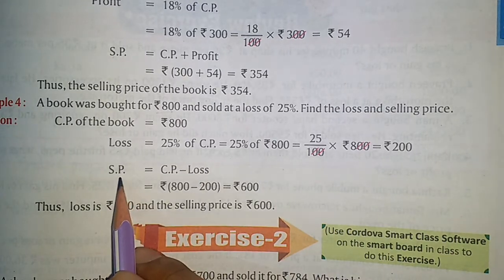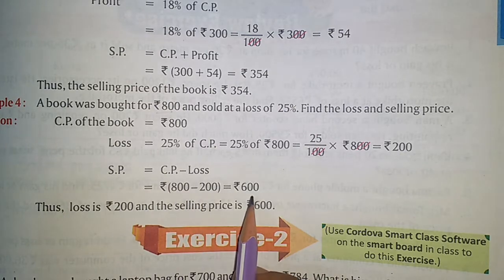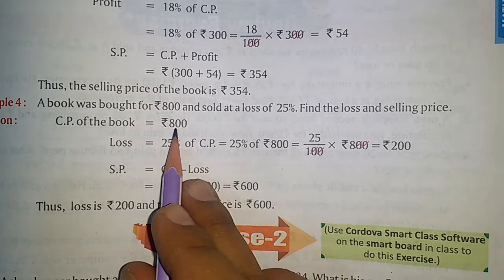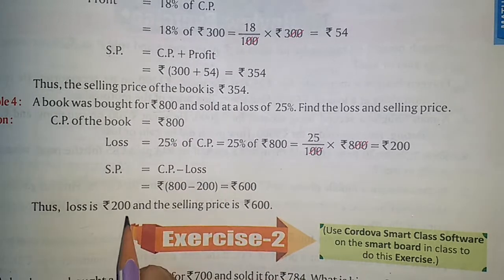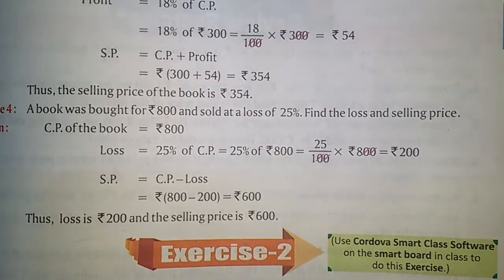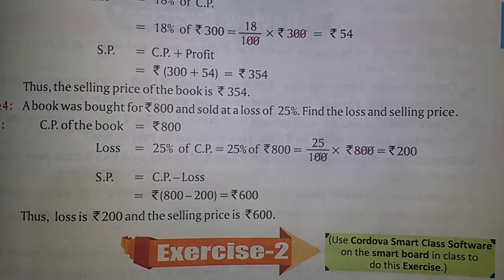Putting it in the formula, SP is equal to CP minus loss. So SP will come out to be 600, which is obvious as it is less than CP. So loss is 200 and selling price is 600. Okay, so this completes your chapter. That's it for today. Thank you.